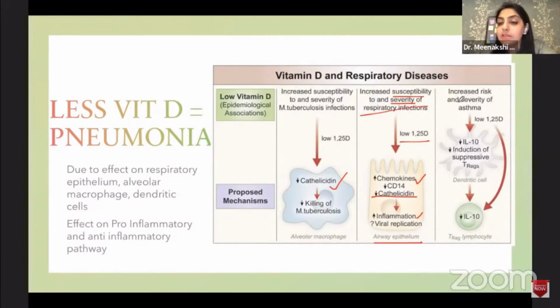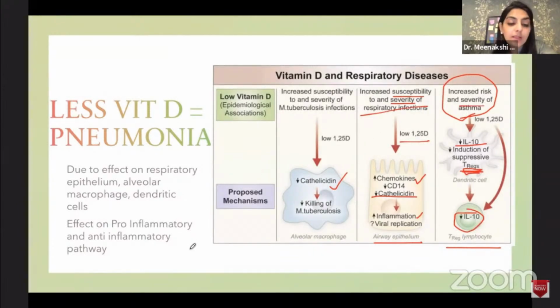Besides that, increased risk and severity of asthma can also be caused by low vitamin D. So what happens is, when vitamin D is low, the Th2 response, this IL-10, the good cytokine that I talked about, will be low. This will cause decreased induction of the Tregs. I told you Tregs are friends with vitamin D, and when vitamin D is low, they will also decrease. Because of that IL-10 is decreasing, and this will cause increased risk and increased severity of asthma.